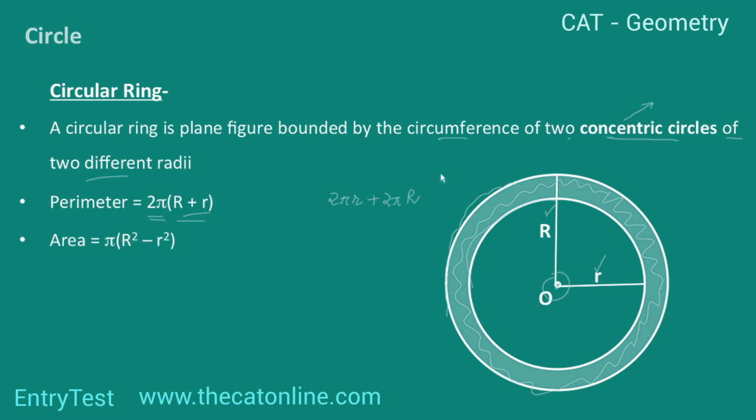If I look at the area of such a figure, I would clearly understand that the area of this ring would be given by area of the outer circle minus area of the inner circle. So the outer circle area will be pi capital R square and the inner circle area will be pi small r square. So the area of the ring would be pi times capital R square minus small r square. This will be the area of a circular ring.